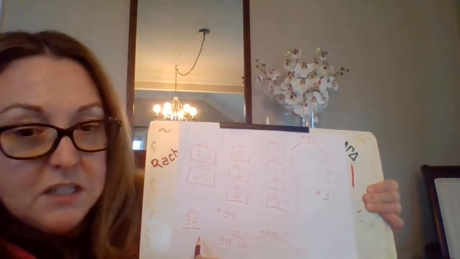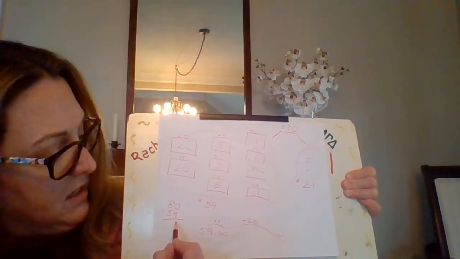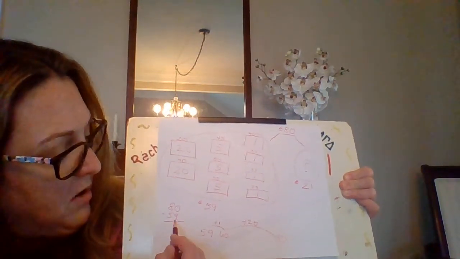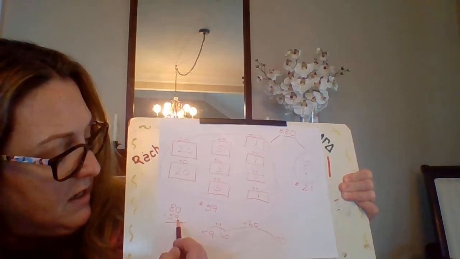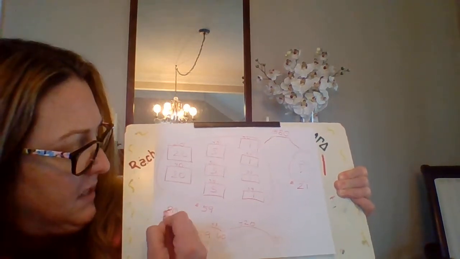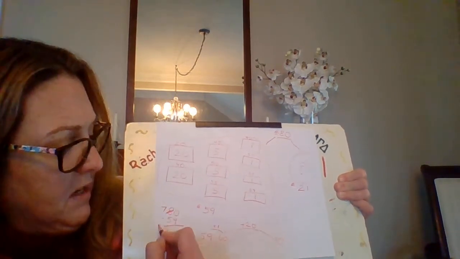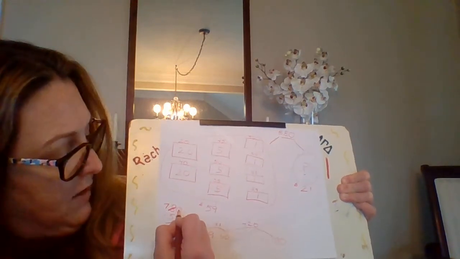Now, if I wanted to go back and do it this way, I could. Remember, I don't have anything here to subtract the 9, so I've got to get a whole 10 from here. That becomes 7. And now this becomes 10.